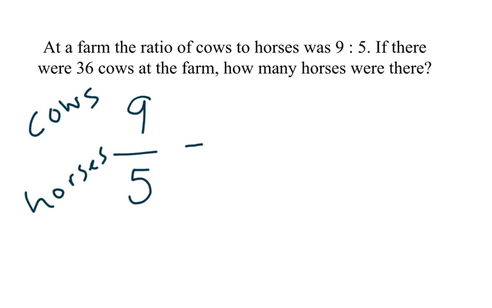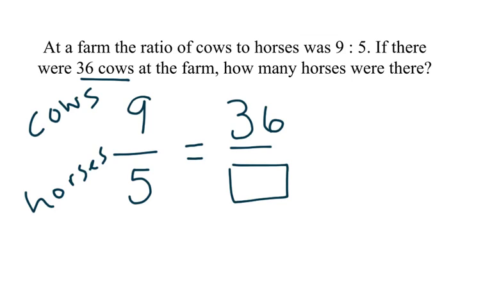Okay, so we're going to say the 36 is for cows. Notice my cows are at the top. They got to be at the top in this ratio. So I don't know what this is. My goal is to figure out what this is. So I'm going to use what I know about equivalent fractions to figure that out.